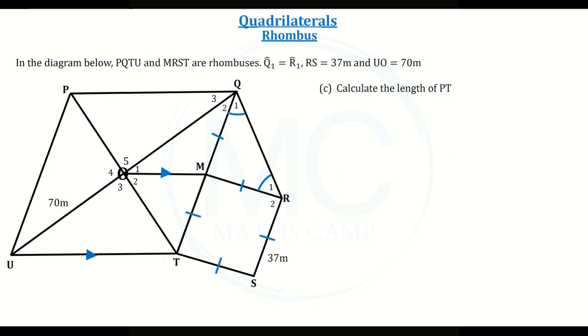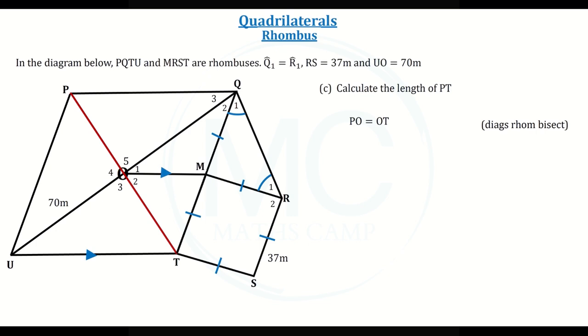Calculate the length of PT. PT is a diagonal in rhombus PQTU, so let's make it red. The only thing we know about PT at this stage is that PO is equal to OT because the diagonals of a rhombus bisect each other. If PO and OT are both half the length of PT, then PT must be twice the length of OT.